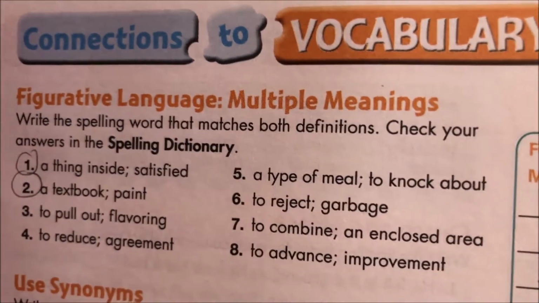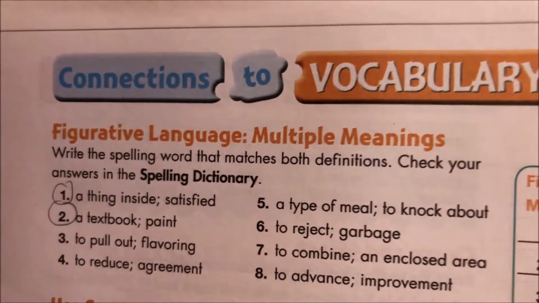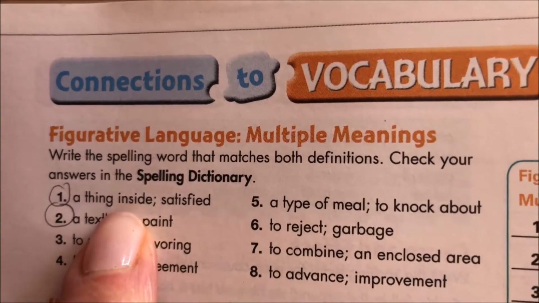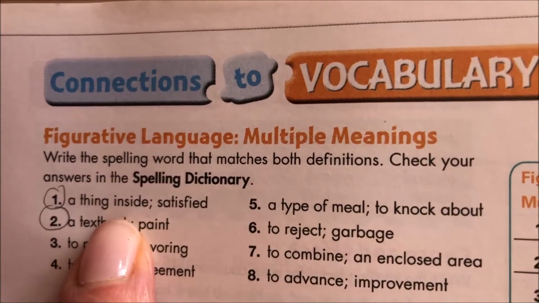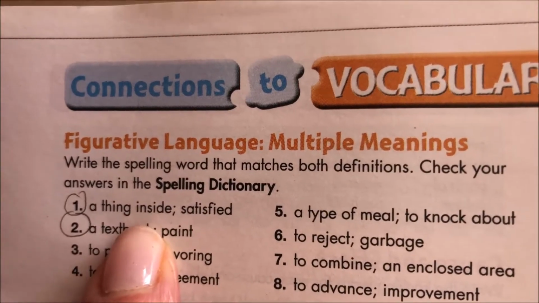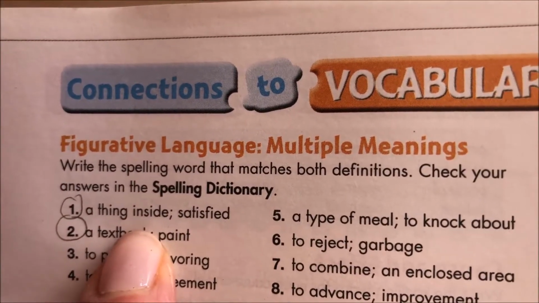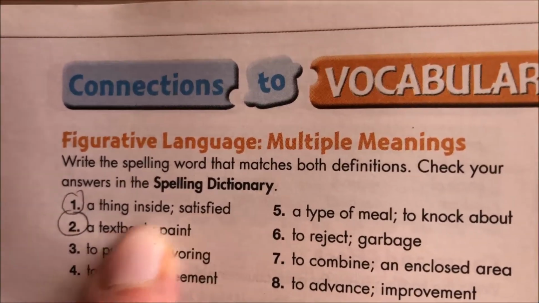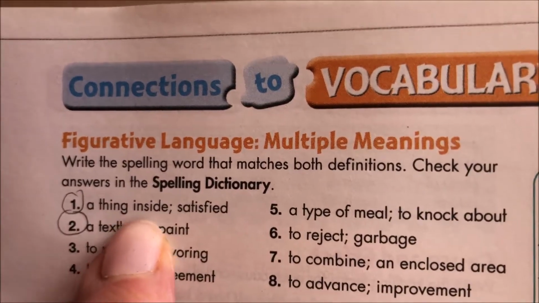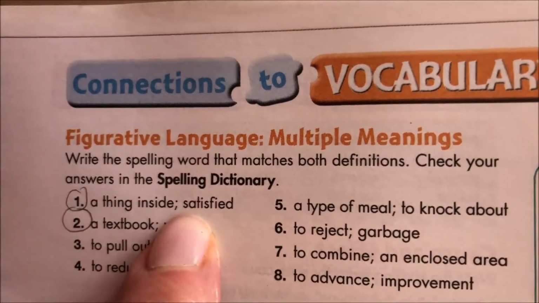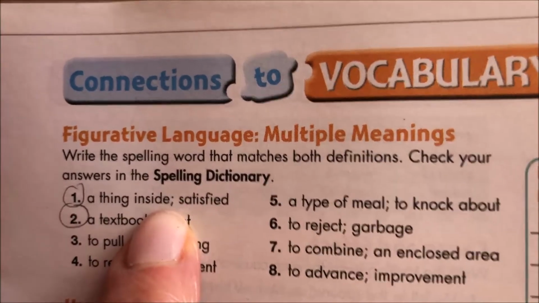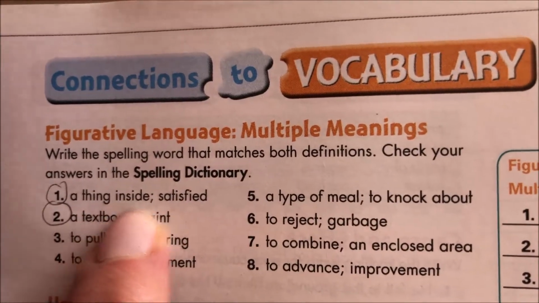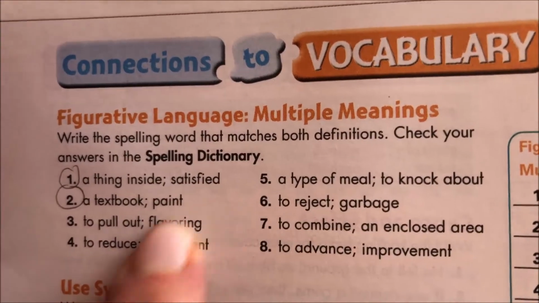Let's look at page 217. I'm going to go through and give you a couple of answers. I think this week's words are going to be a little bit challenging for us. For this first section, write the spelling word that matches both definitions. So number 1, we're looking for a word that means a thing inside or satisfied, 2 very different things. The spelling word for both of those meanings would be content, also pronounced content. So the content of something would be the thing inside, and then content would be being satisfied.